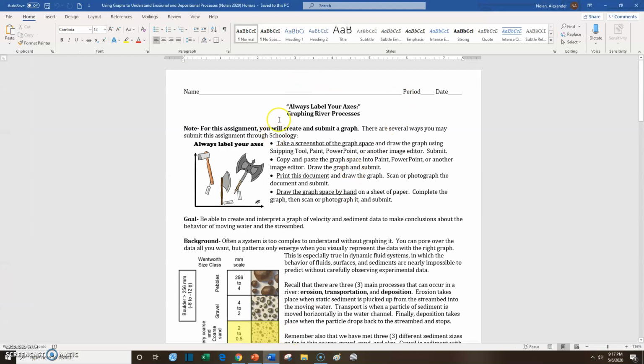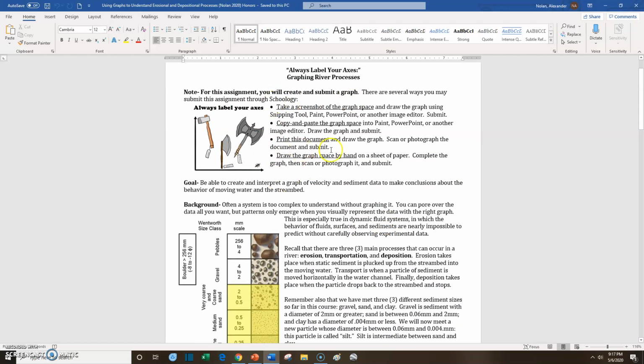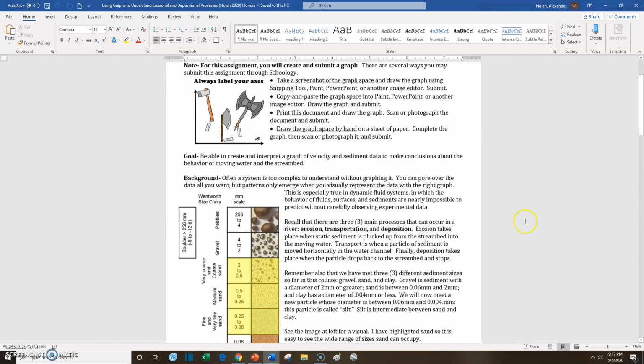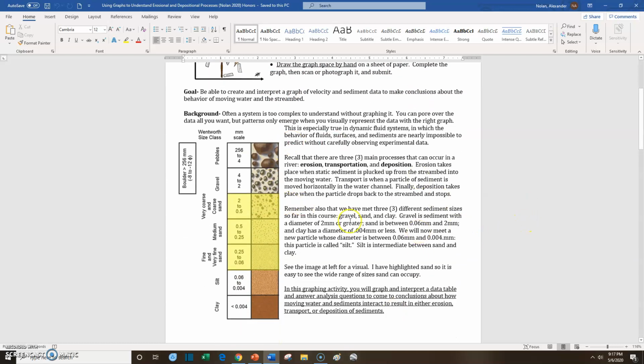So let me show you what we're dealing with here. This is the assignment. It's called Always Label Your Axes, Graphing River Processes. There's a little pun here, if you notice. And I give you some instructions on the best ways to submit this. I'll talk about some of these. There's a little reading here I want you to do. I show you some different sediment sizes.